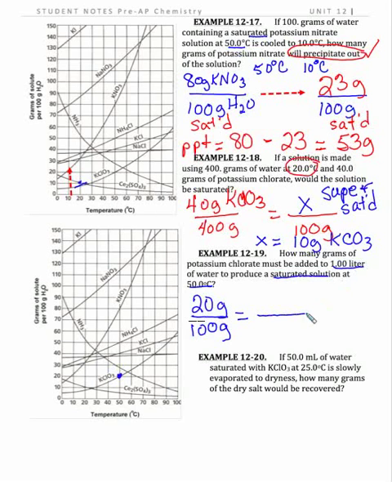Now, the question, though, asked me about a liter of water. Remember what I said about density. 1 liter is the same thing as 1,000 milliliters, and we're going to assume that the density of water is close enough to 1 gram per milliliter that we'll get the right answer. Now, that's not really true at 50 degrees Celsius, but it's still very, very close. So we're going to make that assumption. And if we solve that, we would get 200 grams would be our X.